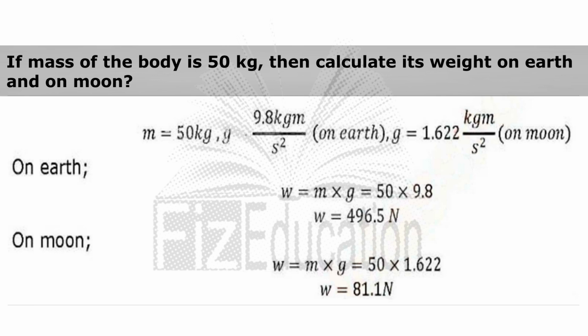W is equal to 490 N. On Moon, W is equal to M multiplied by g, is equal to 50 multiplied by 1.622. W is equal to 81.1 N.